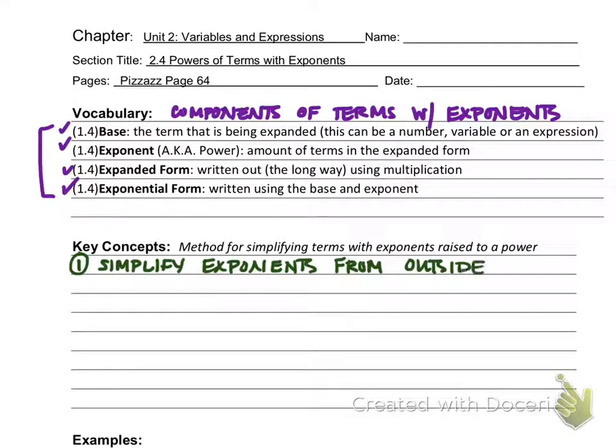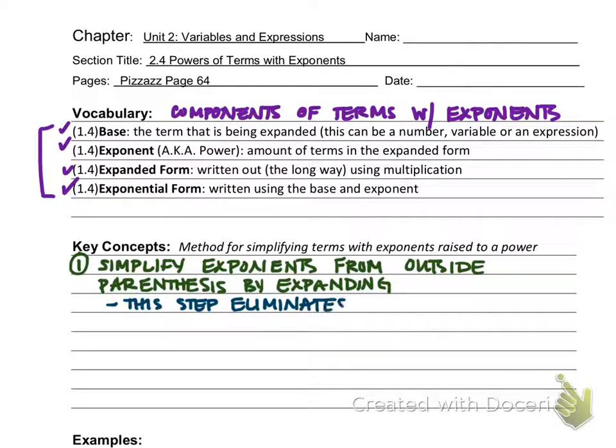from outside. So if we have an exponent outside the parentheses, we're going to want to simplify it by expanding what we have inside the parentheses. So this is the step that will eliminate the outside exponent, and it's only taking care of the outside power. So we really need to be cautious of that piece.